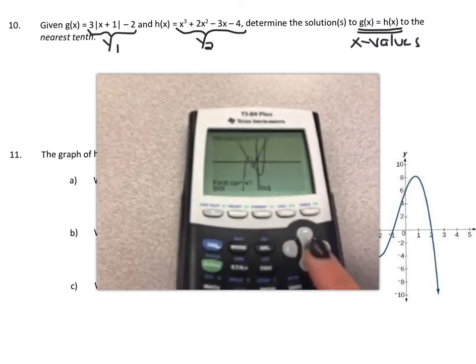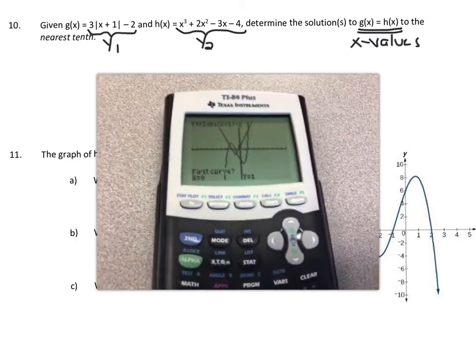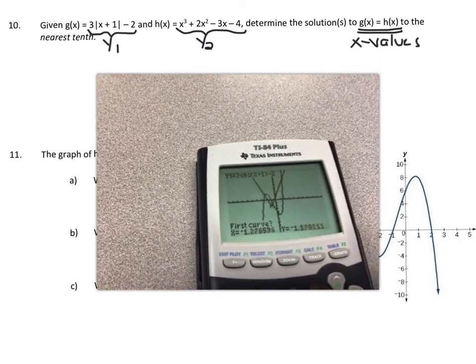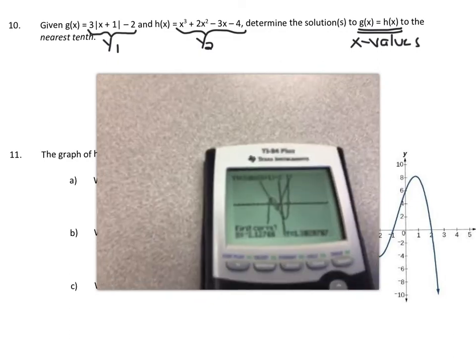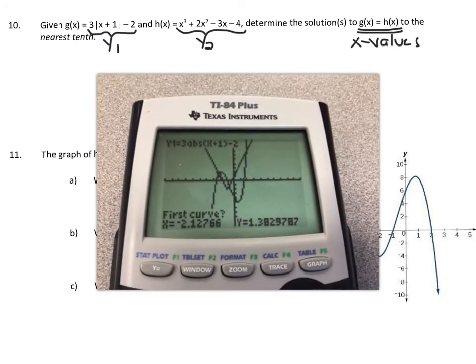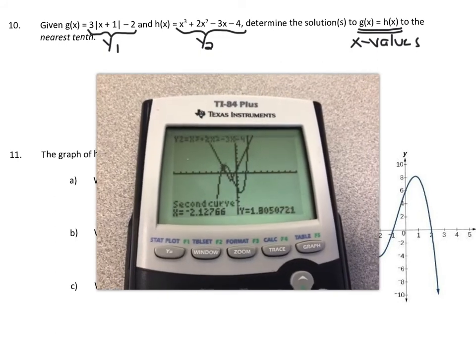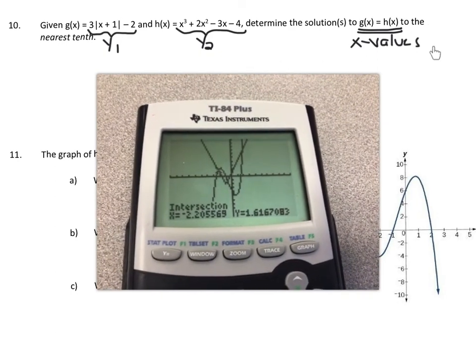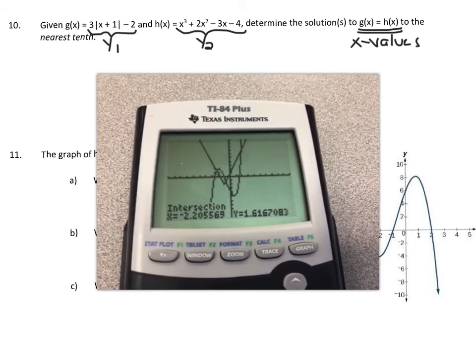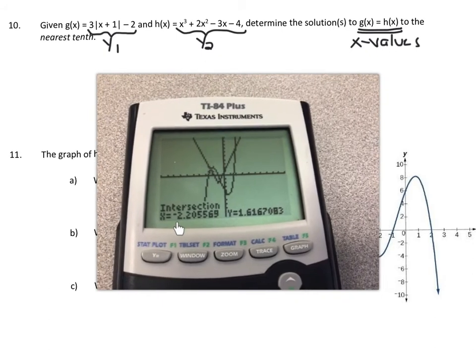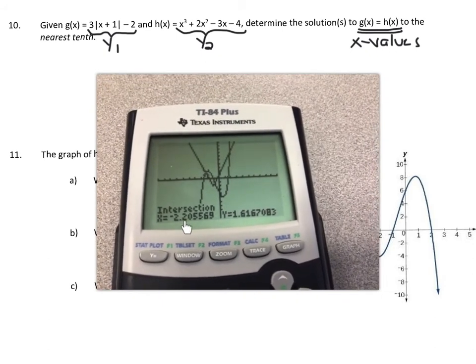Well, I already did second, trace, intersect. So I'm going to take my left cursor. I always start on the left. It doesn't really matter, but I'm going to first find that point of intersection. So I'm going to hit enter, enter, enter. And remember, we only care about the x values of the point of intersection. So to the nearest 10th, which is what they want you to round to, this would be x equals negative 2.2.